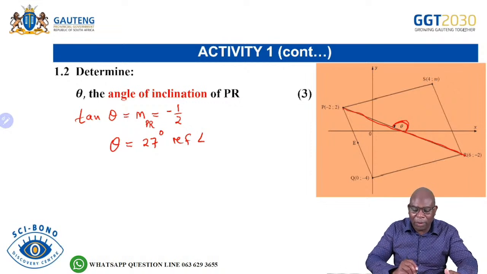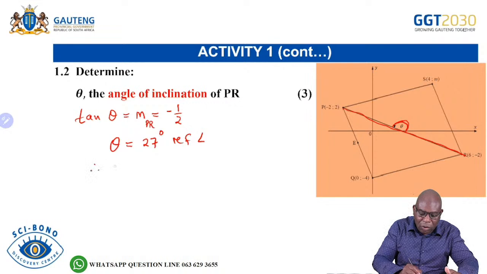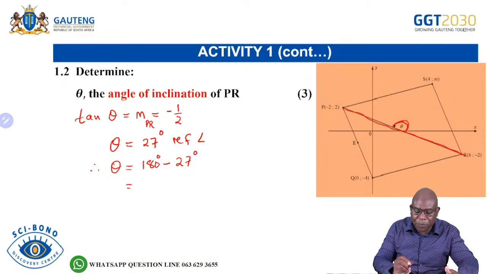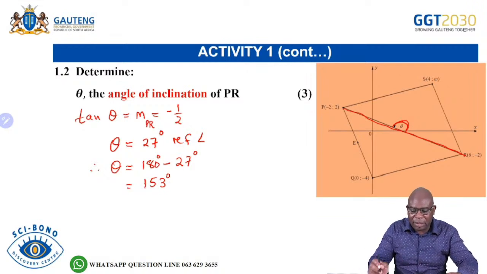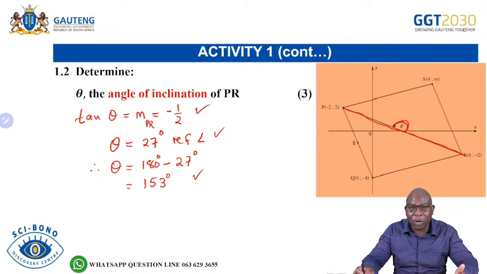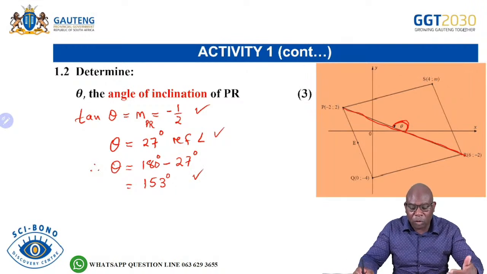So how do I then get my angle? I go to my reduction formula and say 180 degrees, it's in the second quadrant. I subtract the 27 degrees, which is the reference angle. Then the angle that I'm going to get is 153 degrees. Okay, that is my correct angle. You can see that it's 3 marks there. You'll get a mark for the reference angle and a mark for the final answer. So if you stop at the reference angle, you'll only get 2 out of 3. So you must know how to do that.